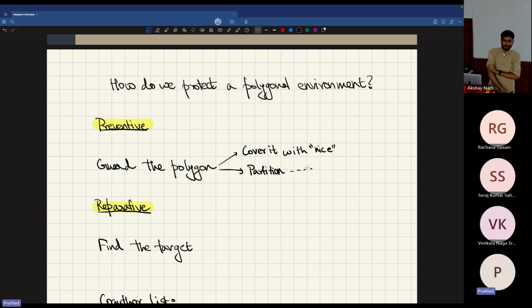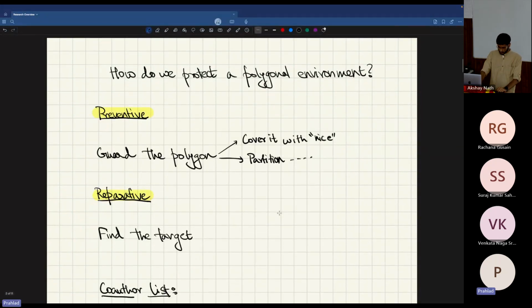What do I mean by nice? By nice, for example, in the art gallery problem, you want to cover it with star-shaped polygons, but you might want to do it with other types. For example, convex polygons, or rectangles, or squares, or small polygons, and so on. You might also instead want to partition it, so that people don't fight over the same space. Somehow you want to make sure that the pieces you're using to cover the polygon are interior disjoint. Those are two things you can do.